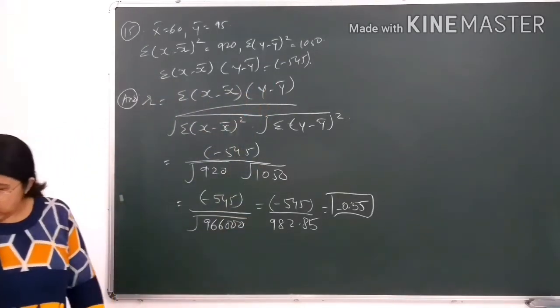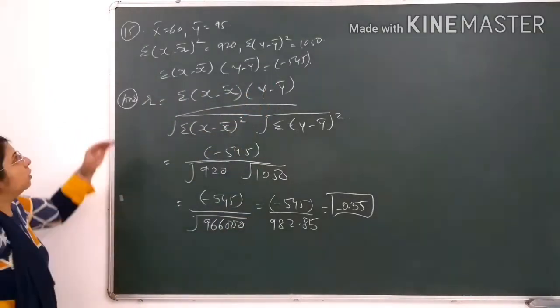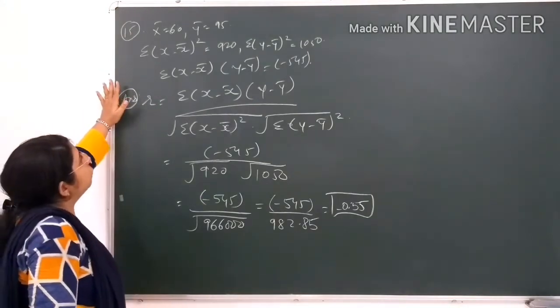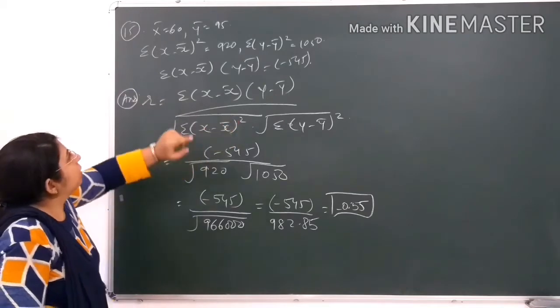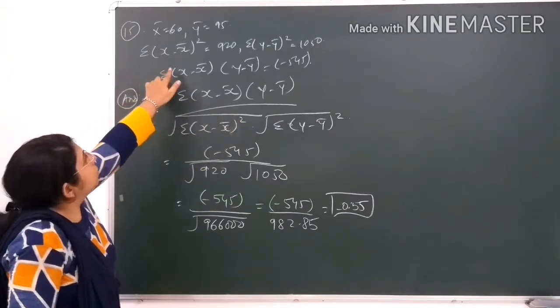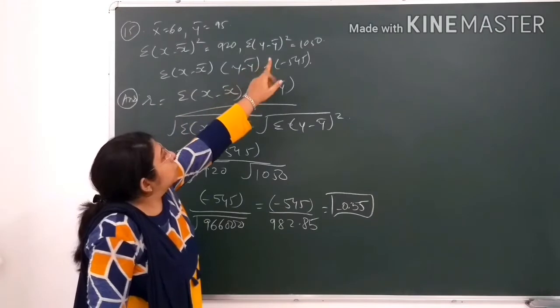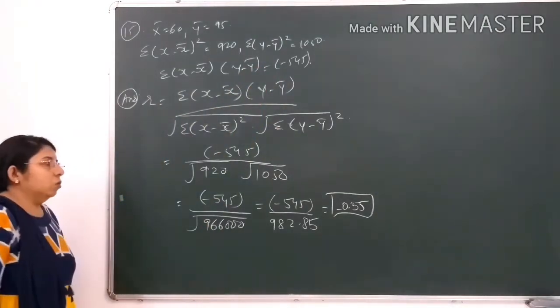So first of all, you have to identify it. Now seeing the data, you can easily identify which formula we have to utilize over here. That is sigma x minus x bar into y minus y bar upon under root of sigma x minus x bar whole square into sigma y minus y bar whole square.